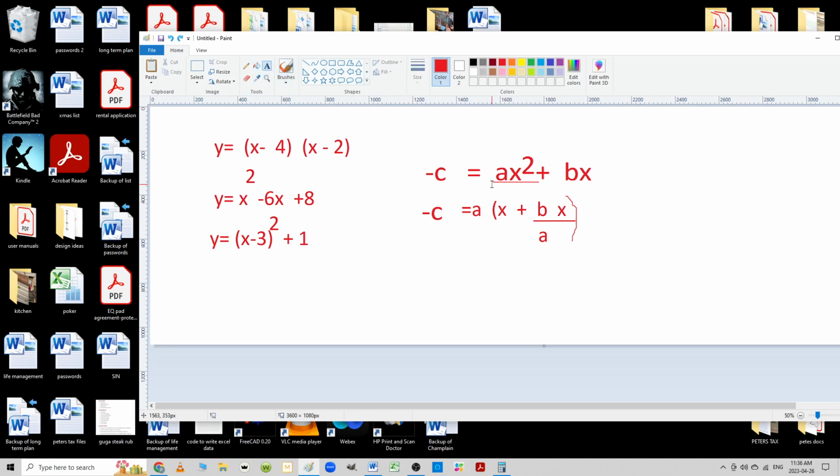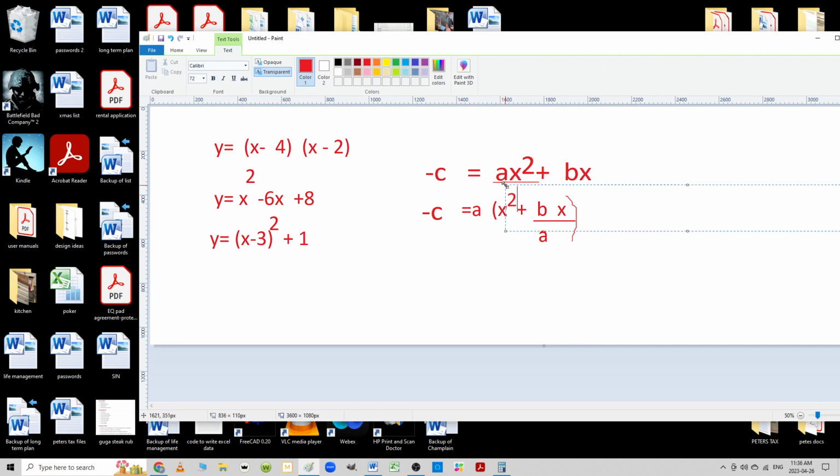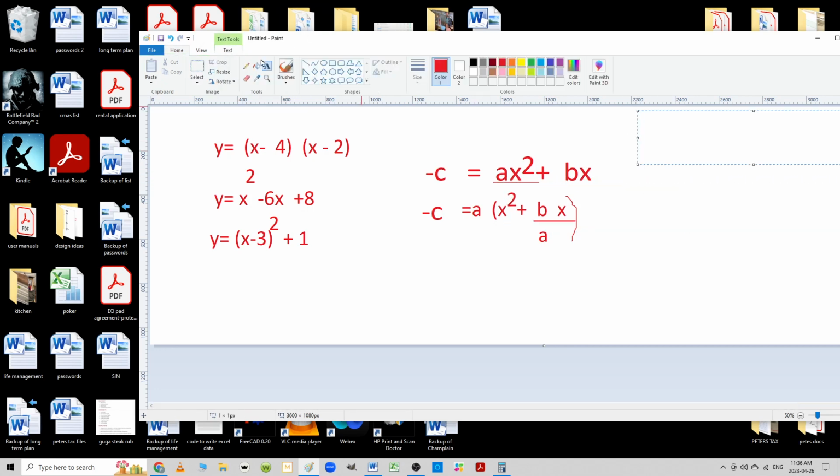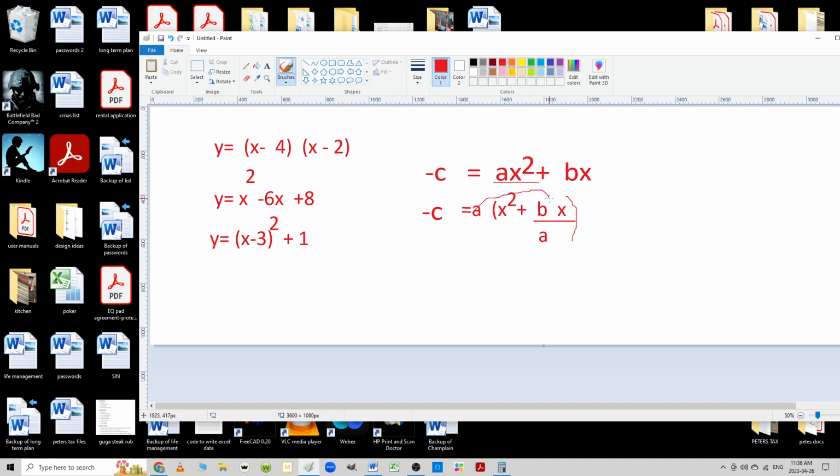A times x squared is ax squared. And a times b to the x divided by a, the a's would cancel out, and I'd just be left with bx. So all I did was factor out an a. That's just to get rid of the a. So I've got to bring that square back. There we go. Now I can get rid of the a by dividing a on both sides. Boom, boom. It disappears. That's how I'm getting rid of a's. Great. Good so far.